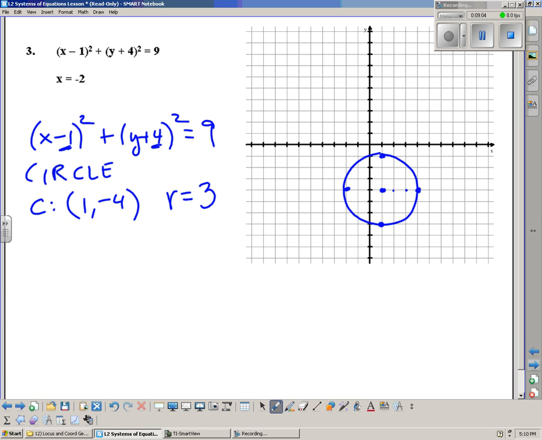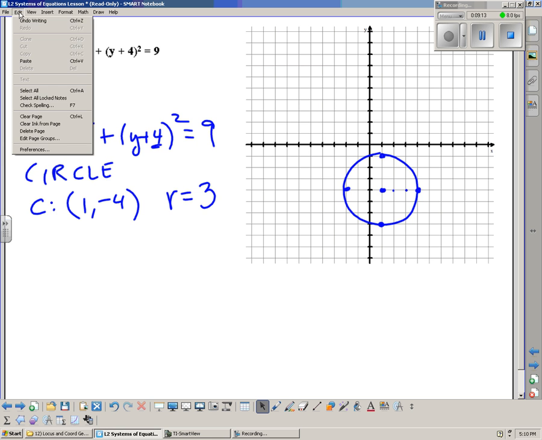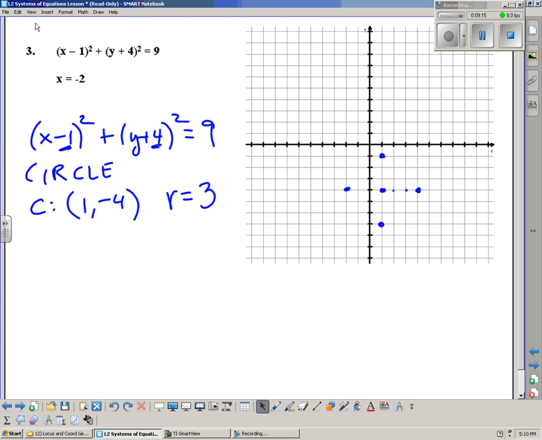And I make my circle. And you know what? I don't like the way that came out. Maybe I'm being picky. I don't like the way that came out, though. I'll do that again.